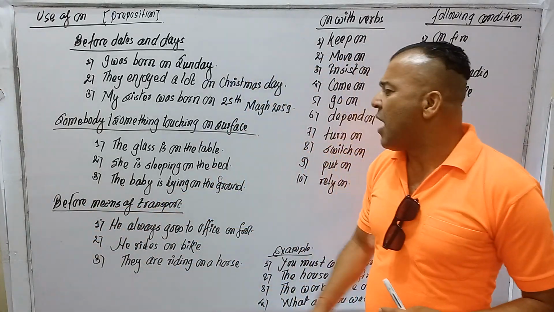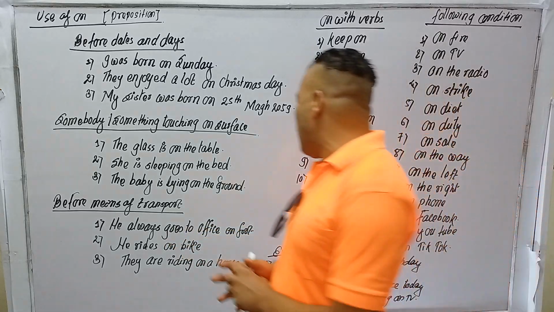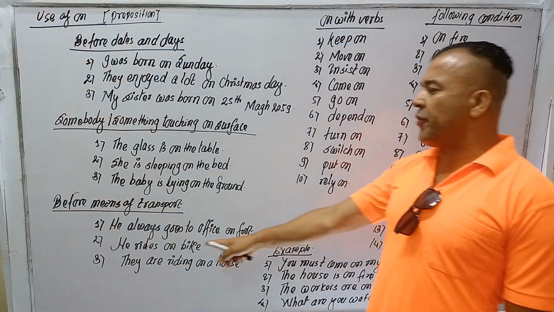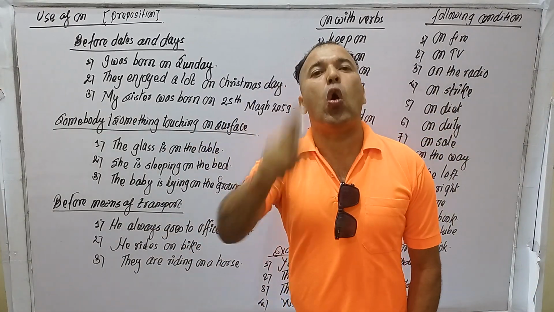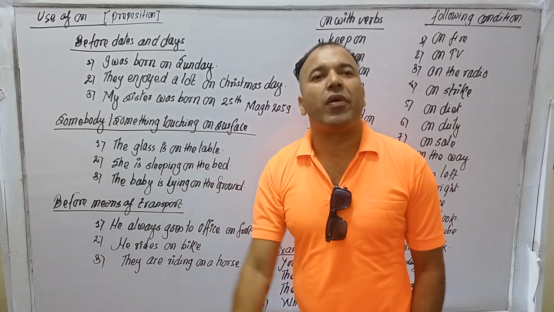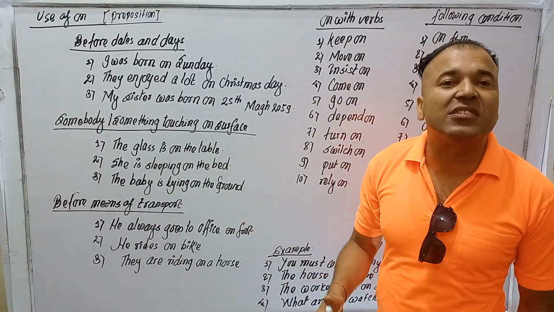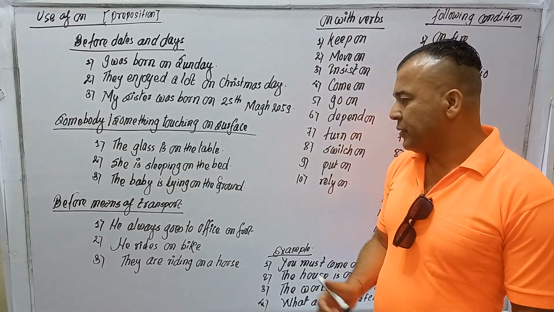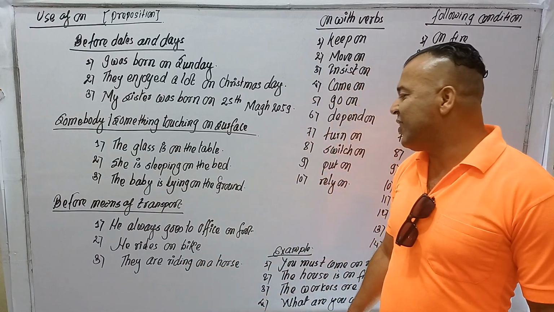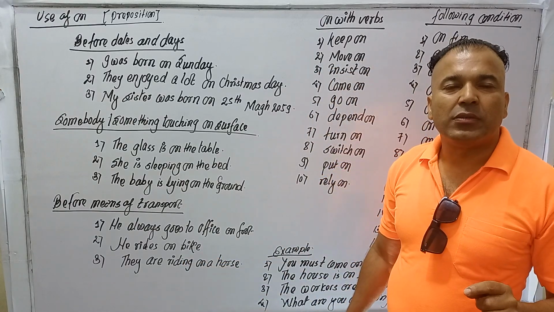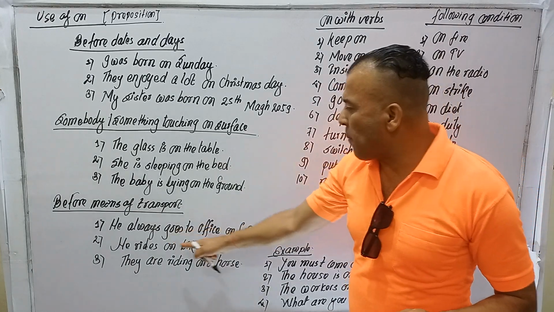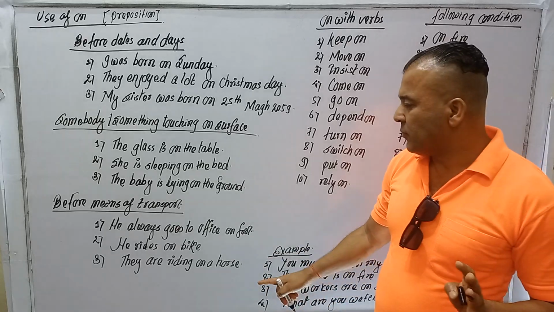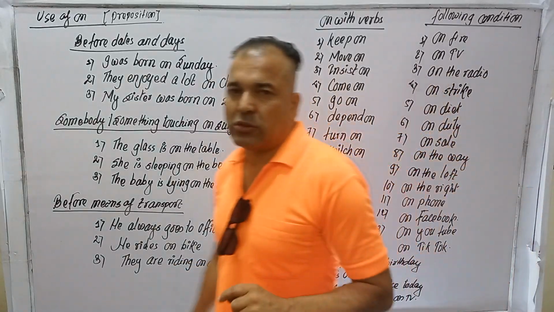Before means of transport: I always go to office on foot. That means by foot also. On foot, by means of transport. He rides on a bike. They are riding on a horse. But sometimes by foot also. So he always goes to office on foot. They are riding on the horse.